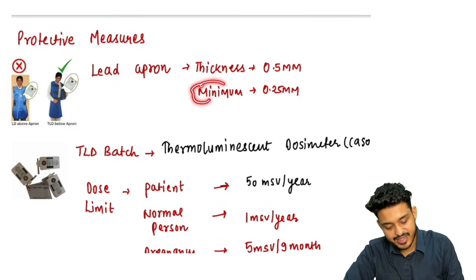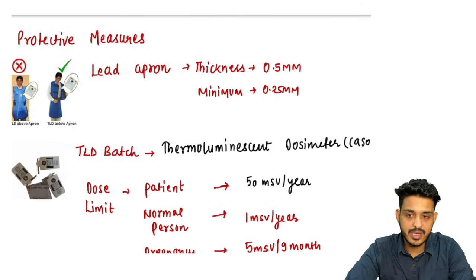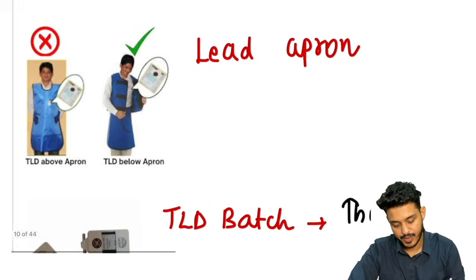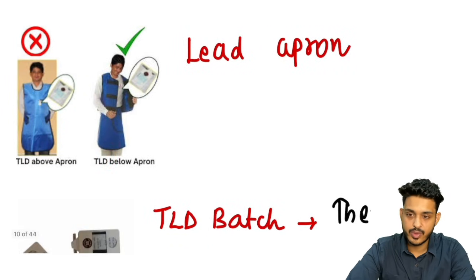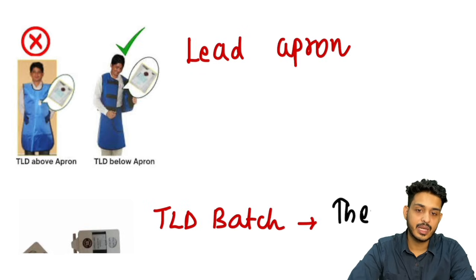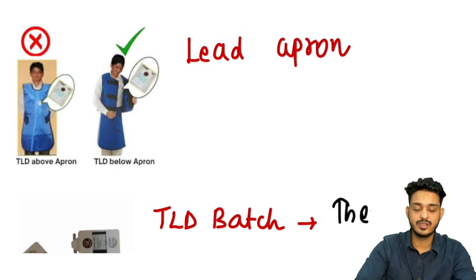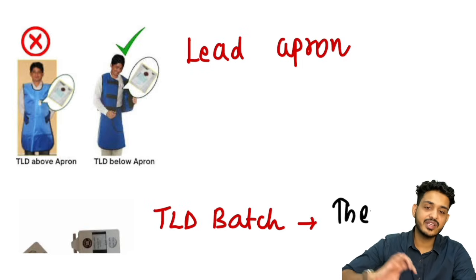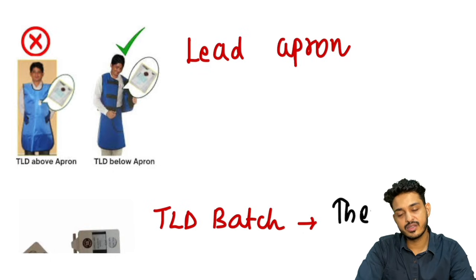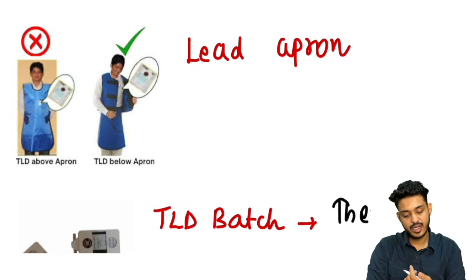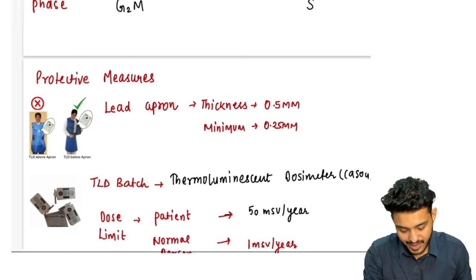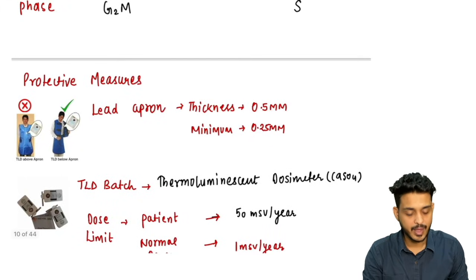The minimum thickness, if they ask you, your answer will be 0.25 millimeter. Minimum thickness will be 0.25 millimeter. This is going to be the lead apron, right? Nowadays in the modular OT, we have this coating of lead and some other material also, so that radiation will not pass from the OT, right? The radiation will not go to other rooms or chambers or outside the OT. So we have this lead apron. Thickness will be 0.5 mm. If they ask the minimum thickness, this is going to be 0.25 mm, right?